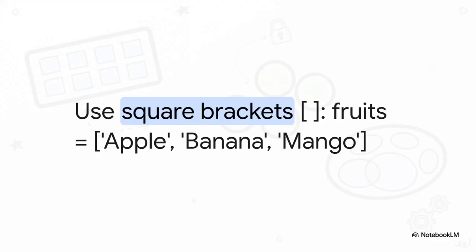Visually, lists are defined by their square brackets. Take a look at this syntax. We have a variable called fruits, and we set it equal to square brackets containing apple, banana, and mango. Because lists are an ordered collection, every single item gets a specific numbered position called an index. And remember, Python starts counting at 0. So if you want to access that very first item, apple, you'd use fruits[0]. Banana is sitting at index 1, and mango is at index 2.